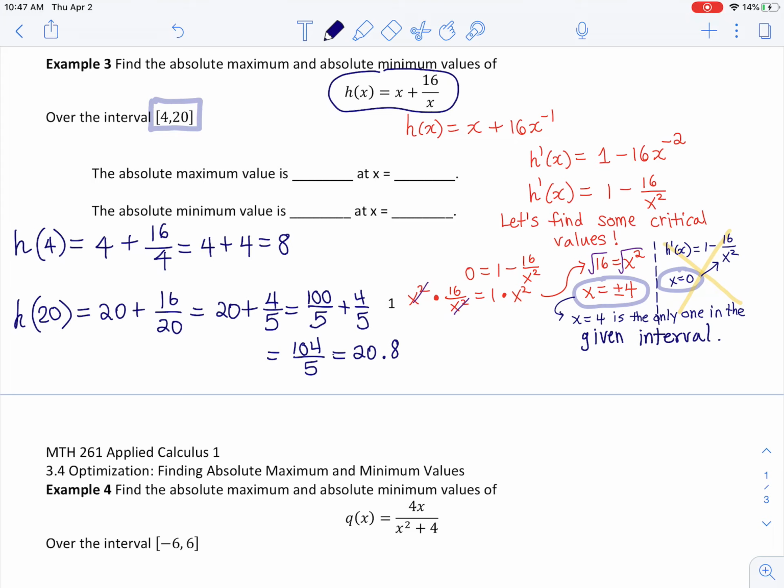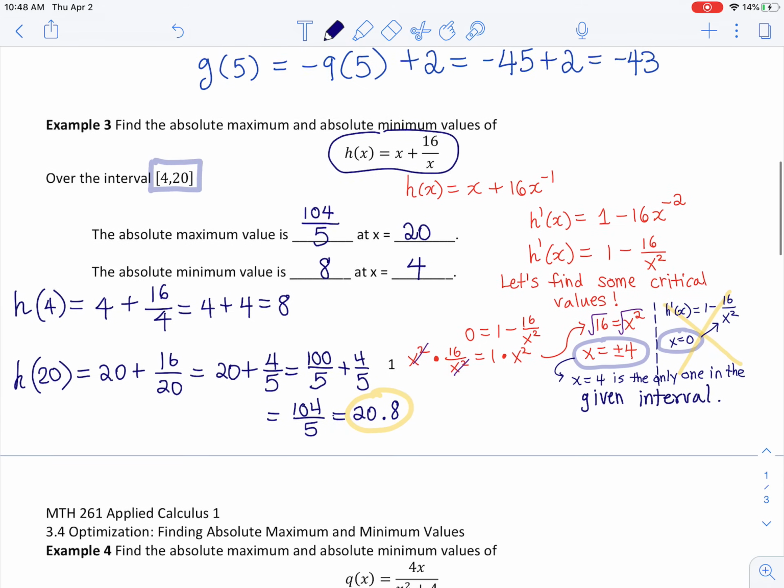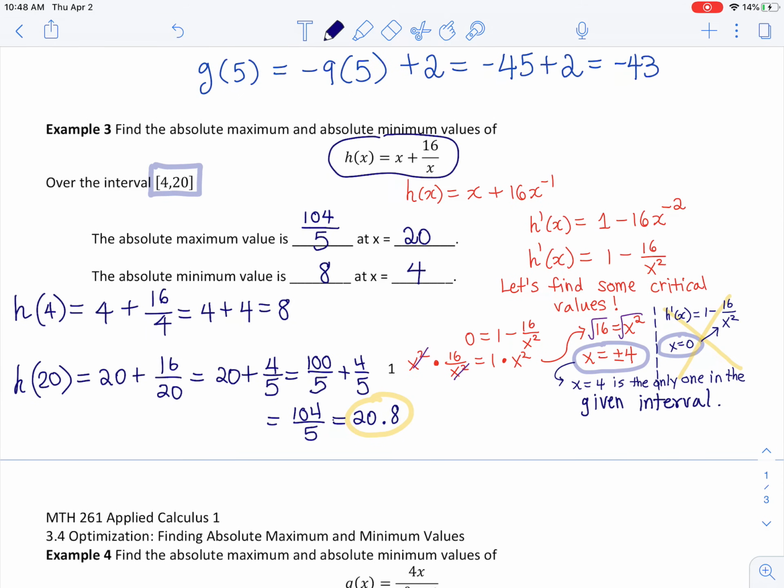So, which one is bigger, guys? Which one is bigger? Because the bigger one, we're going to be calling it absolute maximum. Let me circle the one that's bigger. 20.8 is bigger. So, we'll say absolute maximum value is, well, I'm going to give them the fraction, 104 over 5. And that happens at x equals 20. The absolute minimum is at x equals 4 and the value is 8.